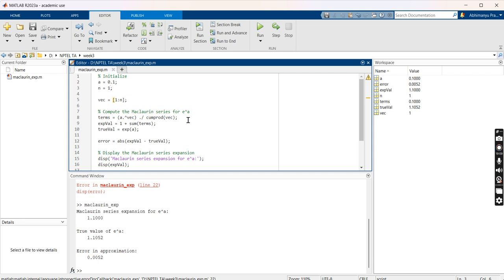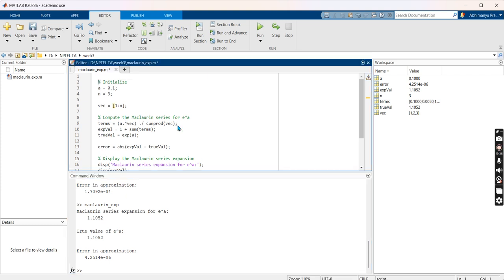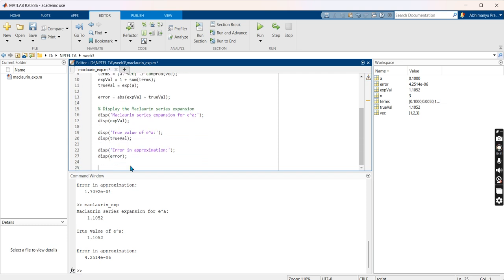Now if I increase the number of terms, I take two number of terms, then my error decreases. If I take three number of terms, then my error decreases further. So the more terms I take, the more my error reduces. I can also calculate how much time I am taking for increasing these number of terms. So I can use this tick-tock command of MATLAB.